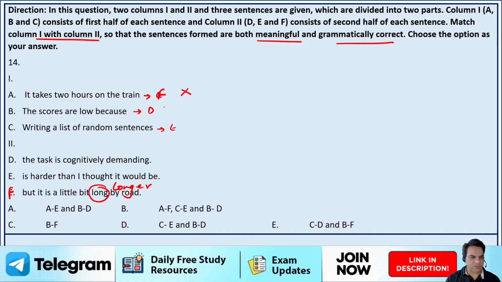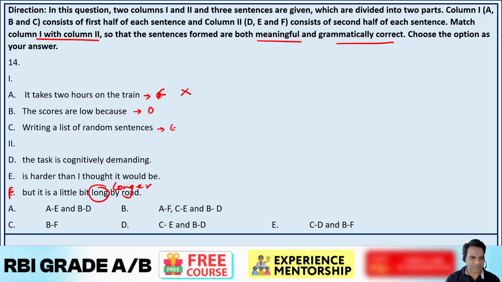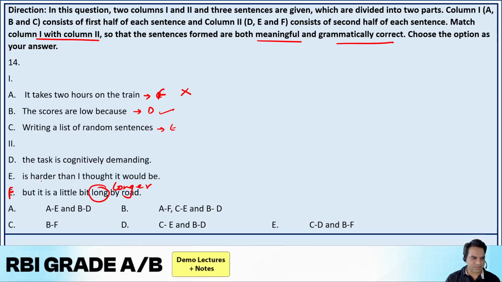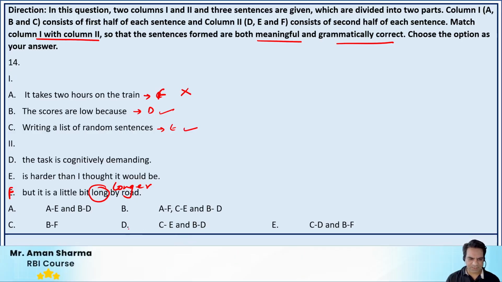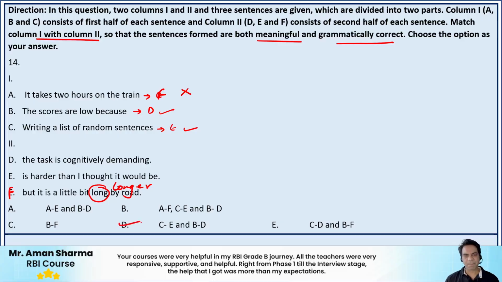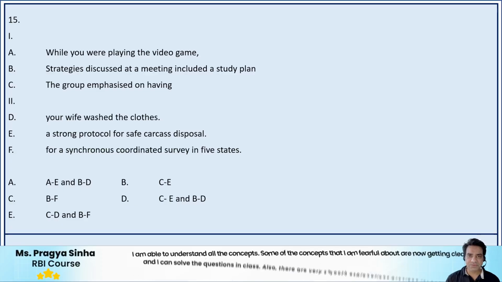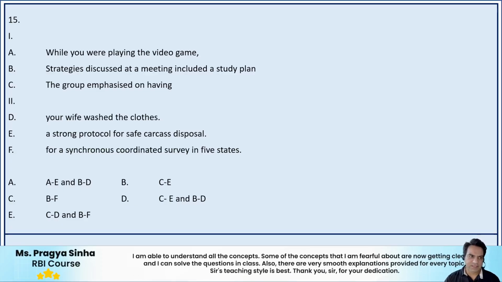B with D: the scores are low because the task is cognitively demanding. Correct. Writing a list of random sentences is harder than I thought it would be. That's also correct. So B with D, C with E. Yes, option D is your correct answer. So we have to practice such questions so that we can improve our time here. Let's look at another question.